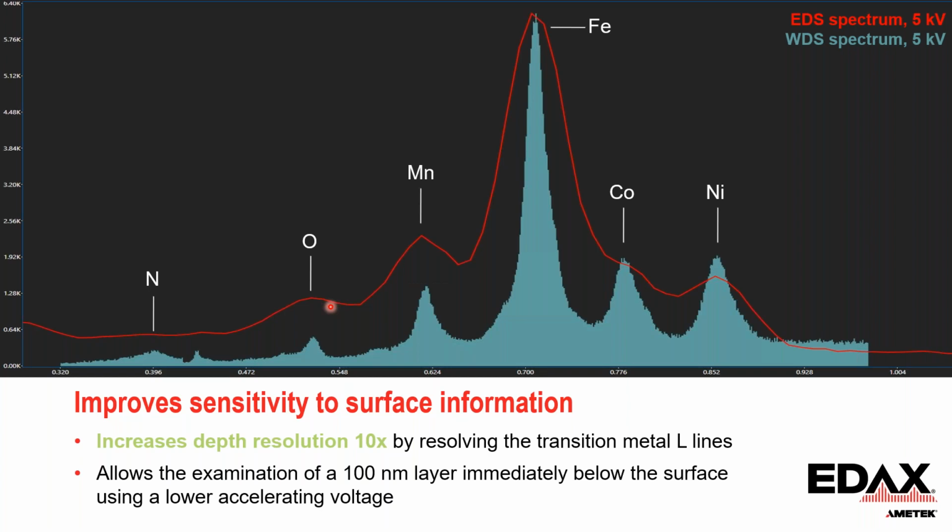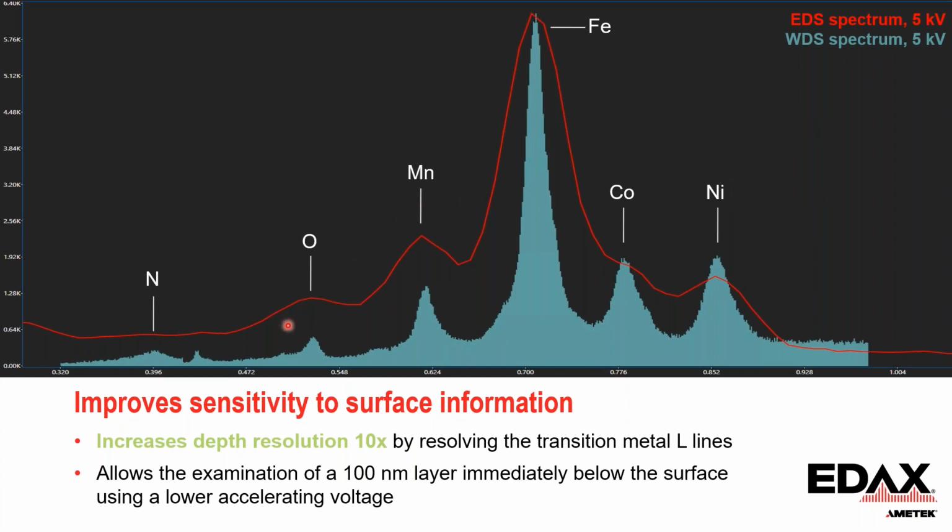When you analyze the near surface region of a steel sample, you want to reduce the accelerating voltage to reduce the penetration depth of the beam. But at a lower kV, like at 5 kV, you do not have sufficient overvoltage to excite the K lines of those metals. So you have to end up using the L lines.